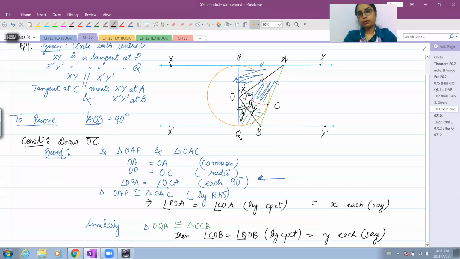Then there's just one thing we want to do. We are going to use the result that POQ, the diameter, is a straight line, and the angle formed on a straight line or a straight angle is 180 degrees. So these angles which I have marked, x, x, y, y, the sum of these four will be 180 degrees. That's the next thing I want to use.